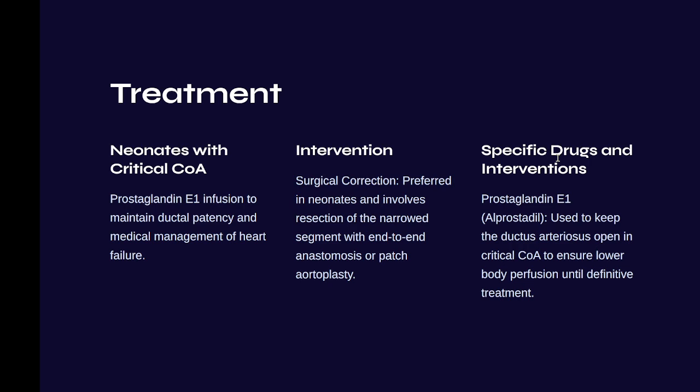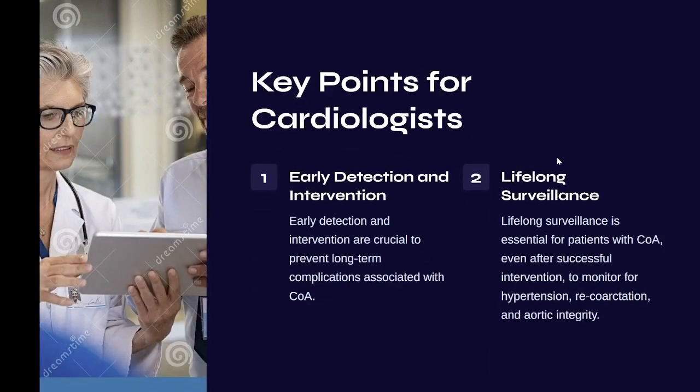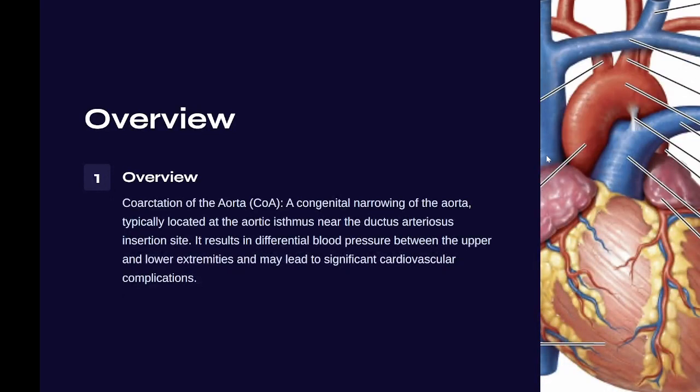Complications: long-term risks include persistent or recurrent hypertension, recoarctation, aortic aneurysm or dissection, and premature coronary artery disease. Key points for cardiologists: early detection and intervention are crucial to prevent long-term complications associated with CoA. Lifelong surveillance is essential for patients with CoA, even after successful intervention, to monitor for hypertension, recoarctation, and aortic integrity. A multidisciplinary approach, including genetic counseling for associated syndromes like Turner syndrome, enhances patient care and outcomes.